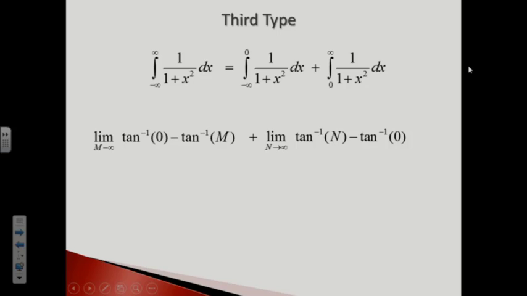For the second one, we replace infinity by n and take the limit when n goes to infinity. The values are 0 minus pi over 2 and pi over 2 minus 0 respectively. So the result is pi.